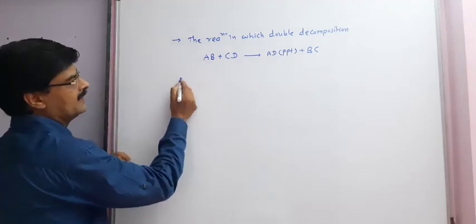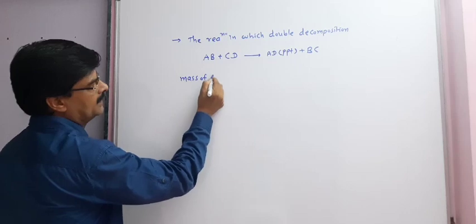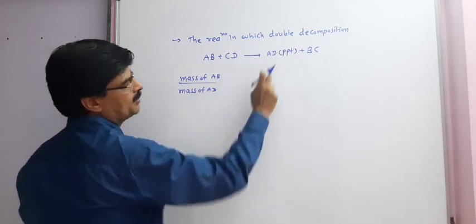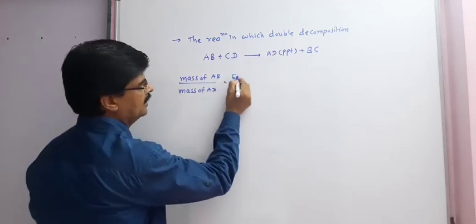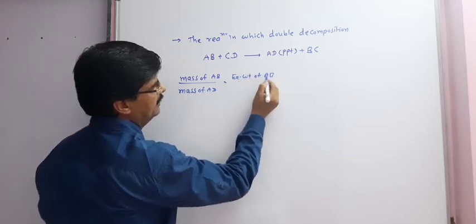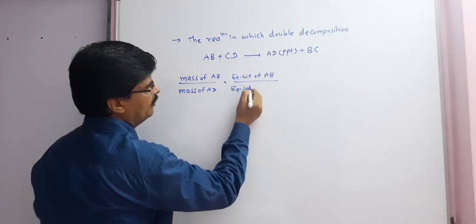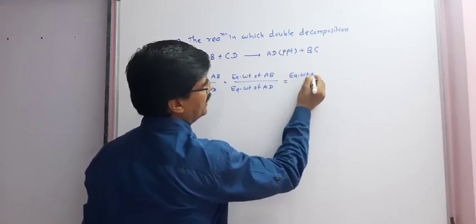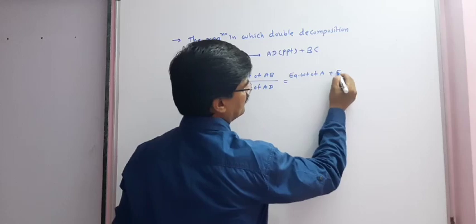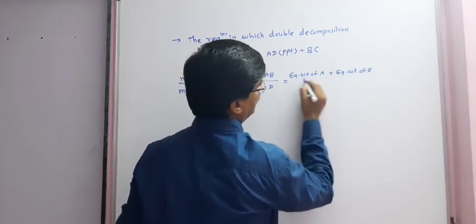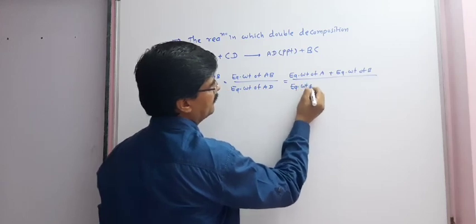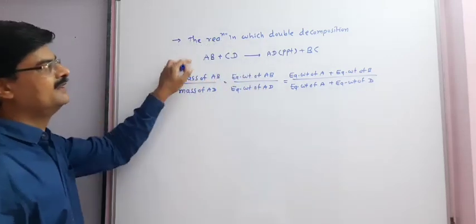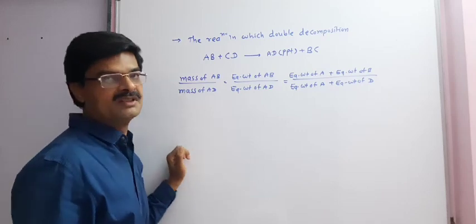So to find out, we can say mass of AB divided by mass of AD, that is the precipitate formed, is equal to equivalent weight of AB upon equivalent weight of AD, which is equal to equivalent weight of A plus equivalent weight of B divided by equivalent weight of A plus equivalent weight of D. So this is useful when the reaction is a double decomposition.